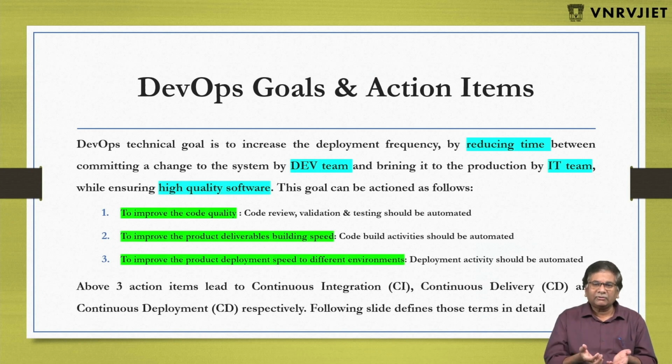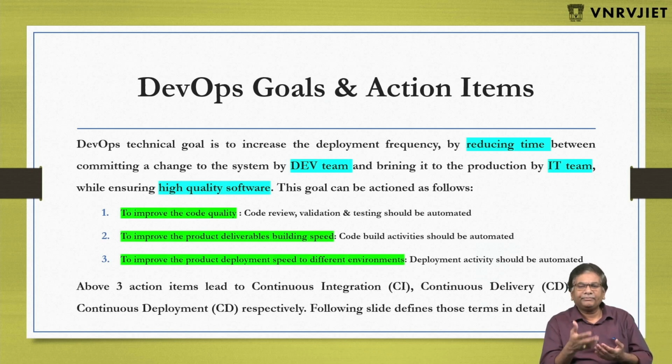Now, to improve the code quality, like I said, the code review, validation, testing, all these things should happen. But in order to make it faster, what we need to do is automate it. Basically, automation is pretty much what is required, right? So automate the code quality check process. Code reviews need to be automated, validation needs to be automated, testing needs to be automated. So once we do that, it's good.